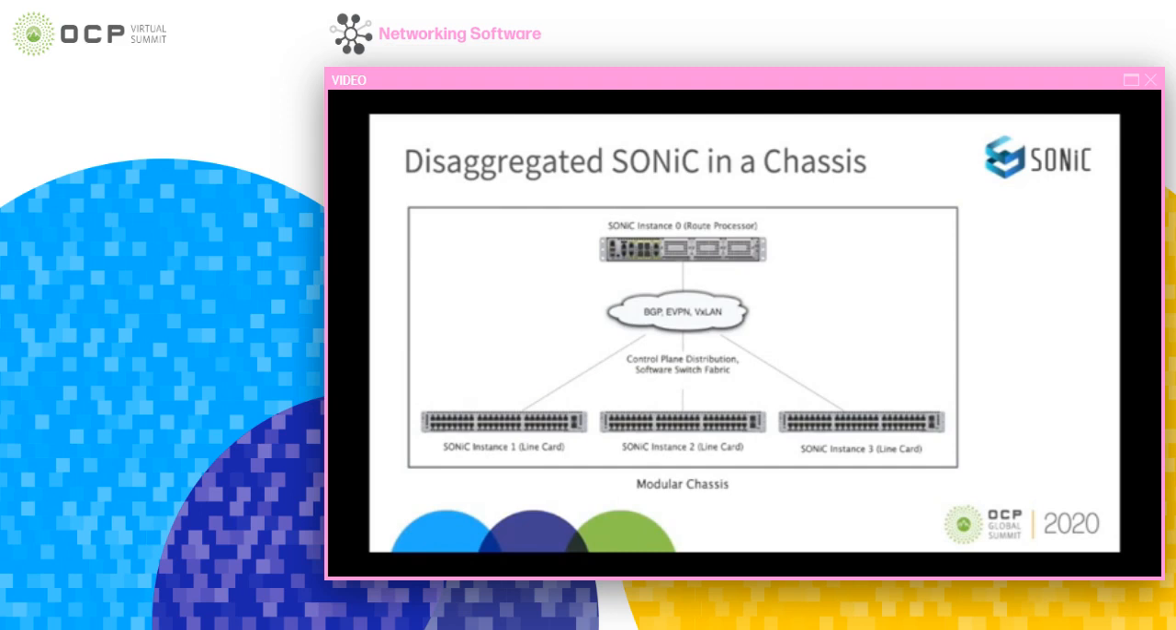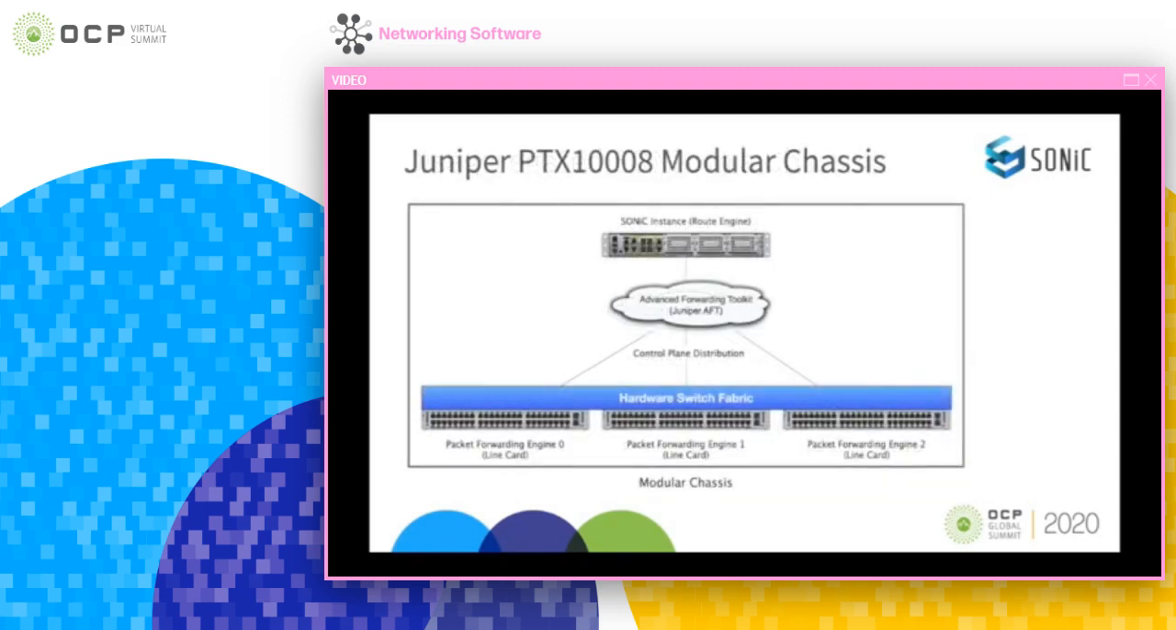As you can see, there are multiple SONiC instances that comprise the cluster. BGP, EVPN, and VXLAN handle control plane distribution as well as the software fabric. Contrast that with the Juniper PTX 10008 with a single routing instance, a hardware switch fabric that interconnects all the line cards. In this case, none of the line cards run SONiC. We use Juniper's Advanced Forwarding Toolkit, or AFT, to distribute routes across the line cards. AFT is part of the Juniper HAL.